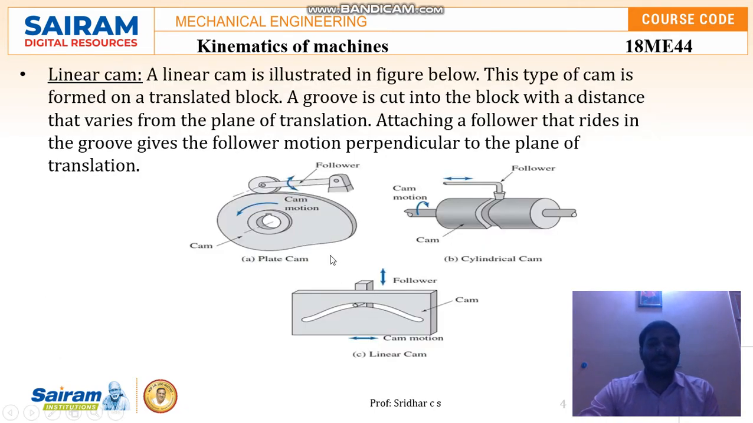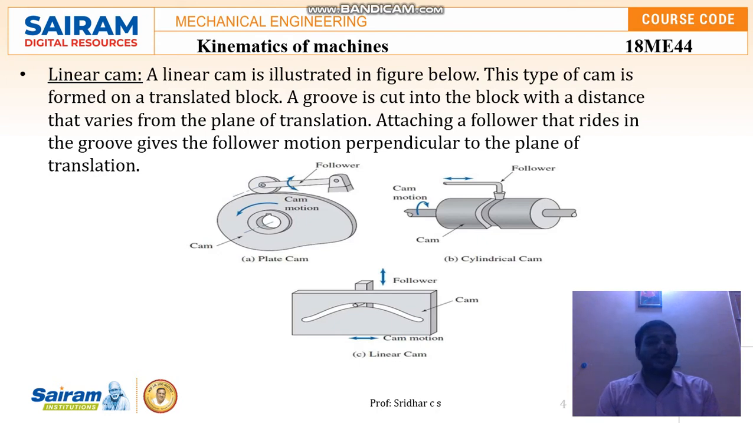In figure A, we can see a plate, or what we call a disc cam. We can see the cam shaft. The motion of the cam takes place, and we can see the follower in radial motion. The contact between the cam and the follower has a roller with a rolling motion, which can transmit the motion produced in the radial form. So these plate cams or disc cams are the most widely used cams.